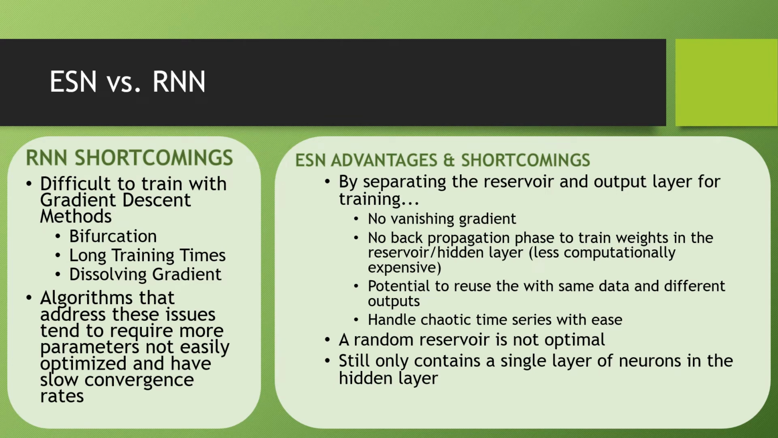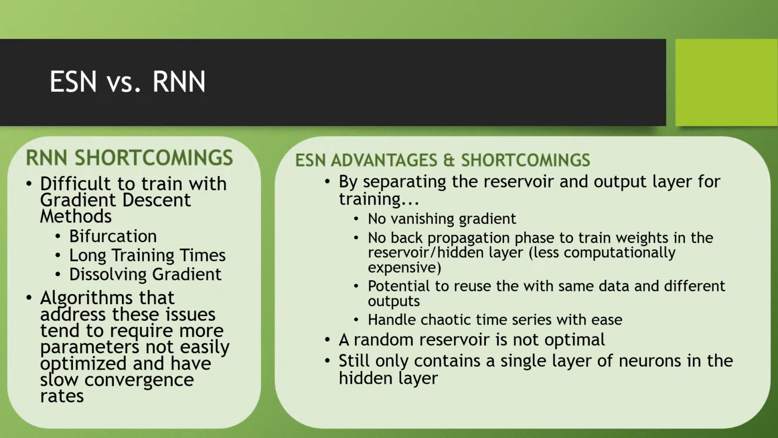Why would you choose an ESN over an RNN? Over the years, new learning rules for RNN have been proposed, but bifurcation, long training times, and vanishing gradients are still evident. Even the algorithms that address these issues are usually harder to optimize and have slow convergence rates.